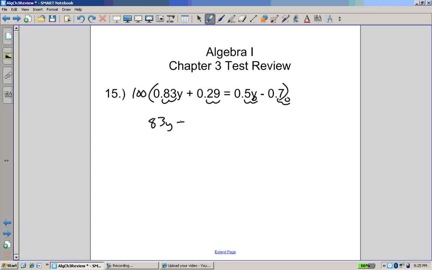We have 83y plus 29 equals 50y minus 70. So then we go ahead with a song. First distribute, then combine all of your like terms. Cannot do either one of those. Please remember key change, or you will get burned, although it's not really necessary in this case. Then get all your variables onto the same side.